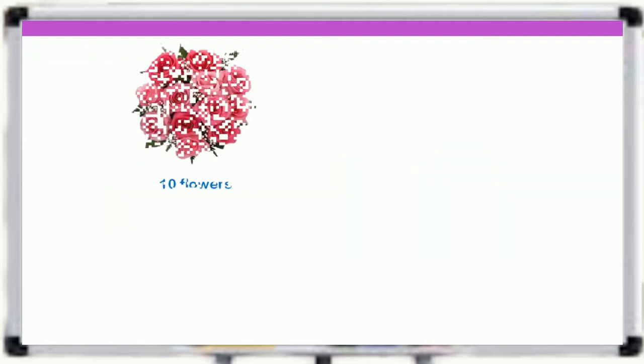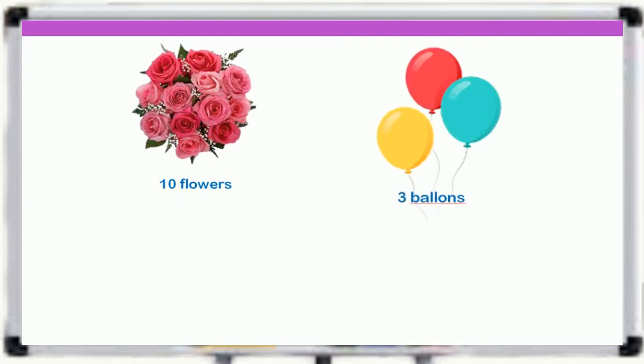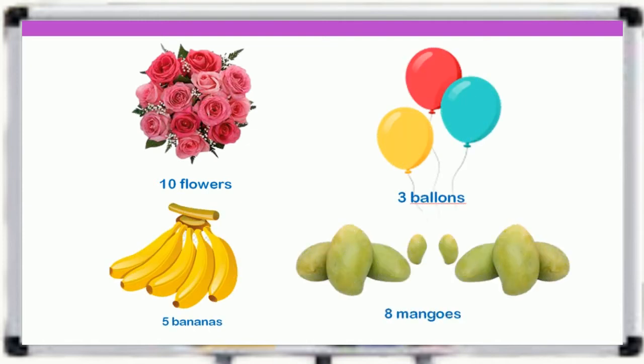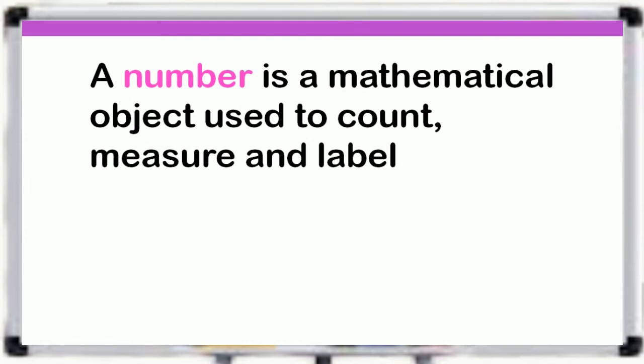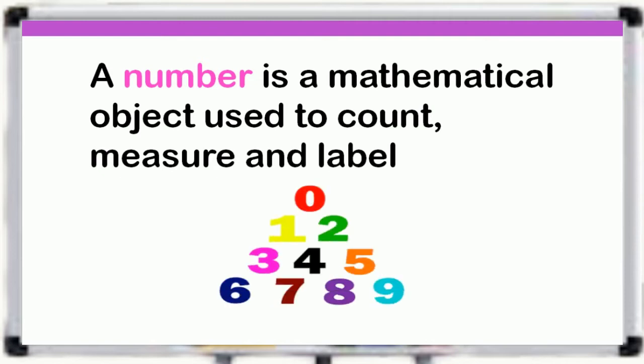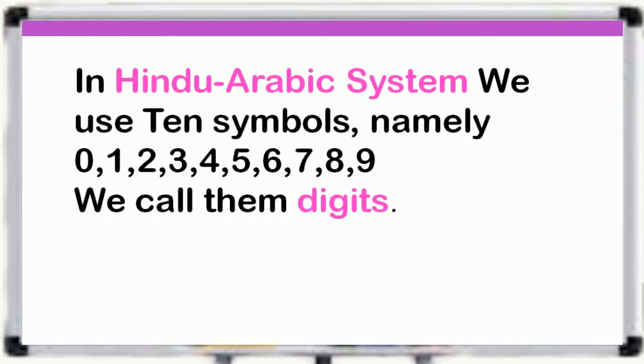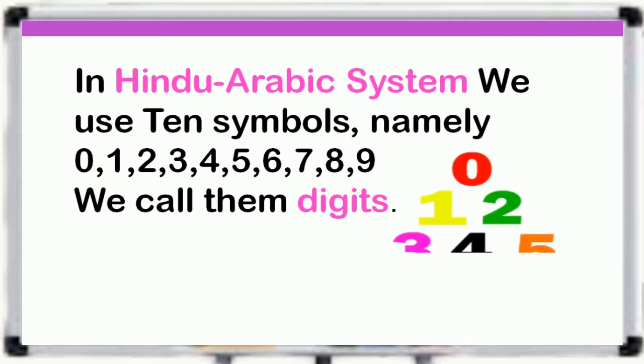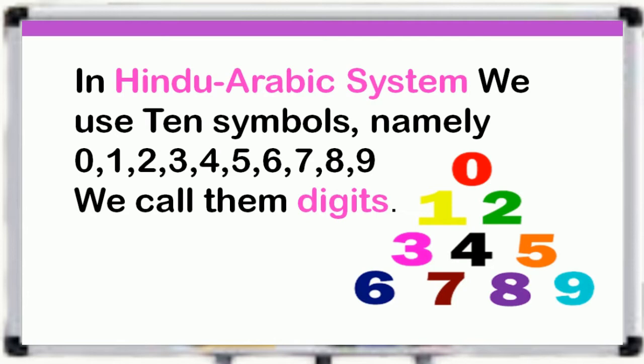So, here we count the objects with numbers. 10 flowers, 3 balloons, 5 bananas, 8 mangoes. So, here we used numbers. These are counting numbers. That means a number is a mathematical object used to count, measure and label. In the Hindu-Arabic system, we use 10 symbols, namely 0, 1, 2, 3, 4, 5, 6, 7, 8, 9. We call them digits.